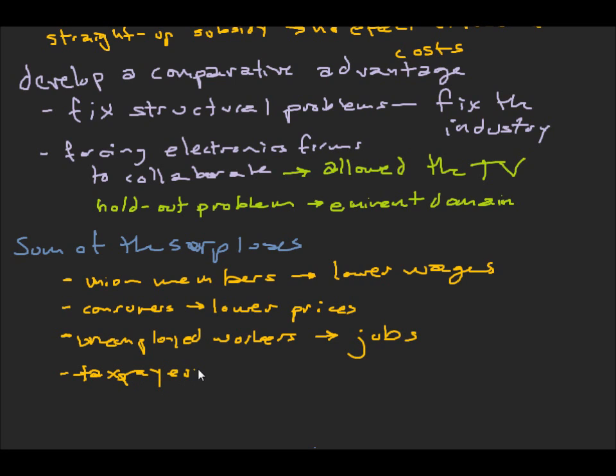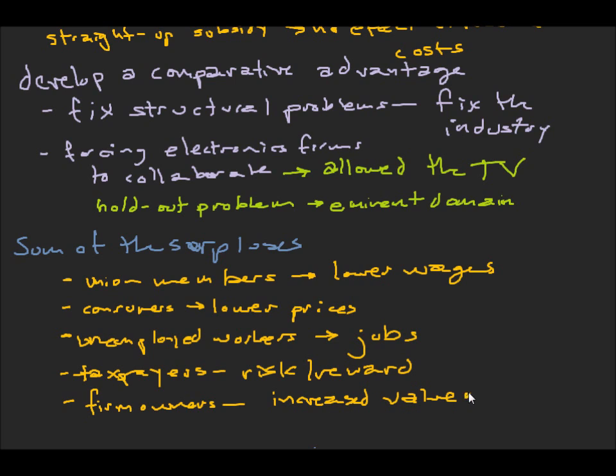It's unclear whether taxpayers benefit or suffer, right? So there's risk versus reward, and to be honest, I haven't looked at the numbers, so I'm not sure what that looks like. But in principle, loaning money like that is kind of a wash. So we got union members get lower wages, consumers get lower prices, unemployed workers get jobs. Obviously, firm owners get increased value of their capital. Their machines are not lying idle. And that's kind of what's going on here.